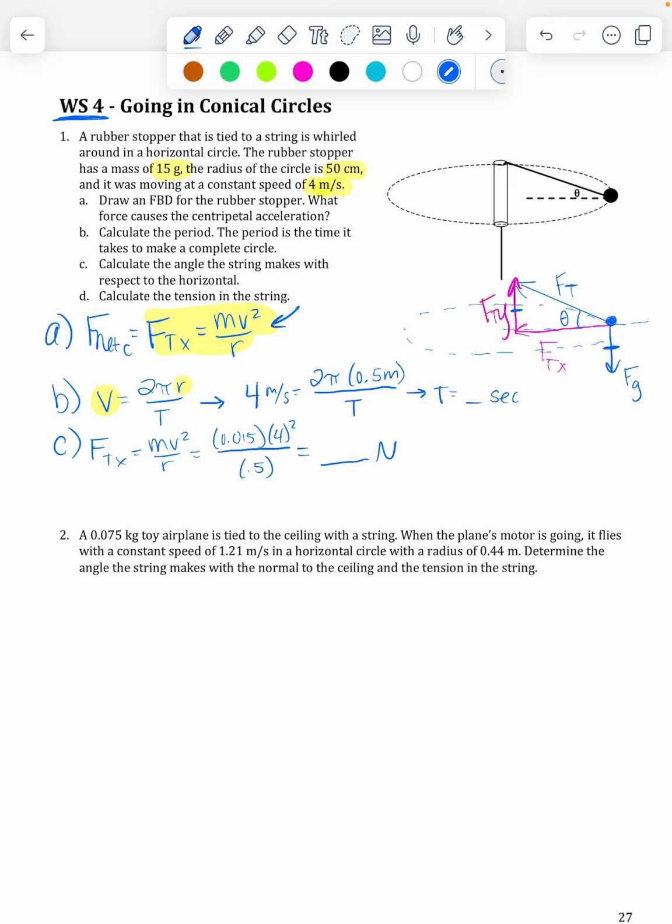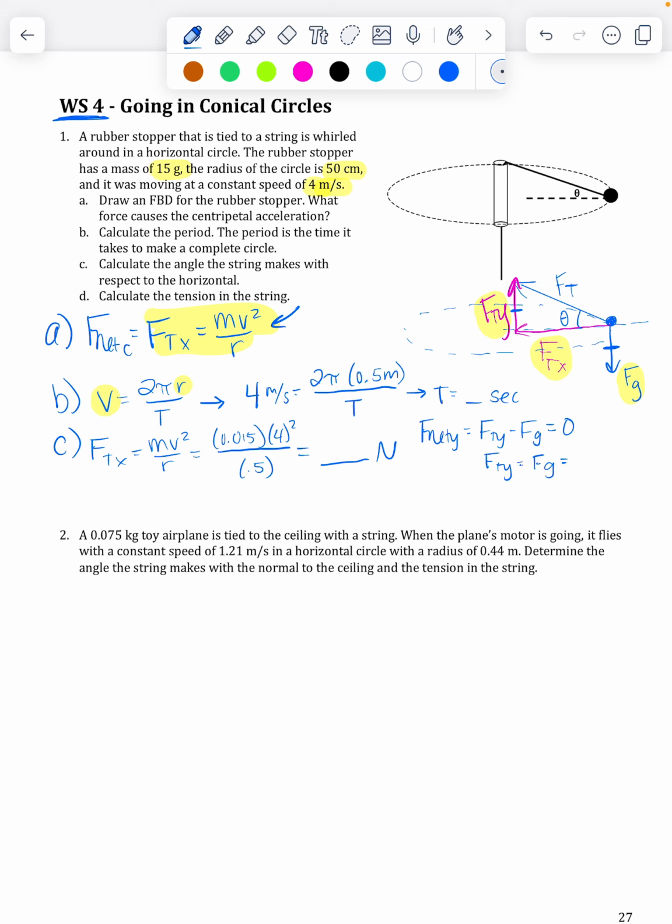But we're trying to find theta. So if I have FTX, going over to my triangle over here, I would also need to know either tension or FTY. Tension, I can't really think of a good way to solve that, but FTY, I could solve that if I know FG, because my F net Y is going to be tension in the Y direction minus the weight is equal to 0, because I'm not vertically accelerating. So FTY is equal to FG.